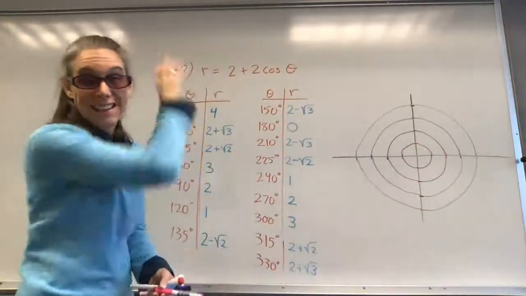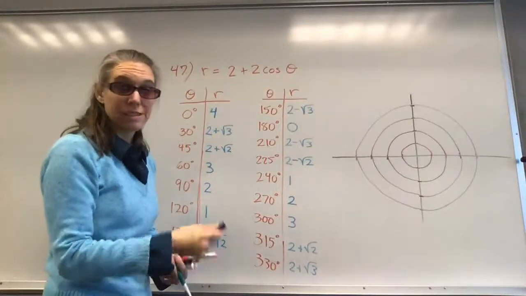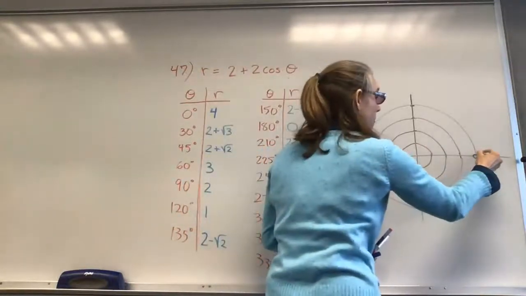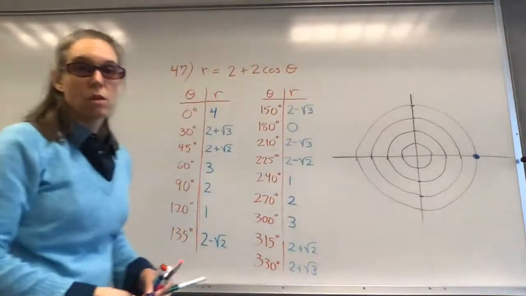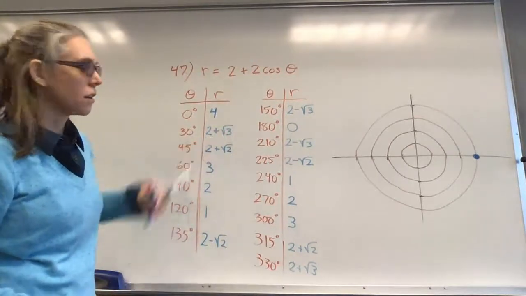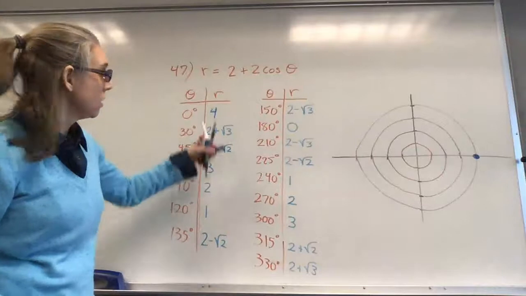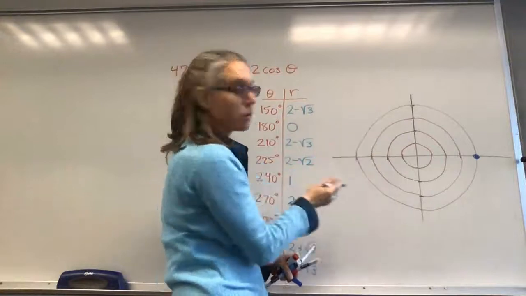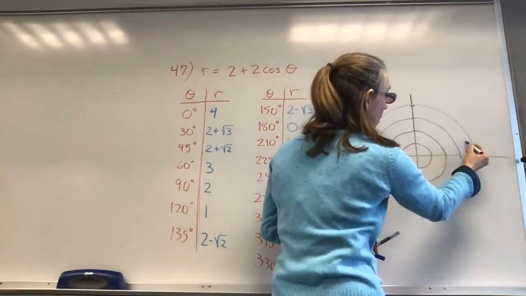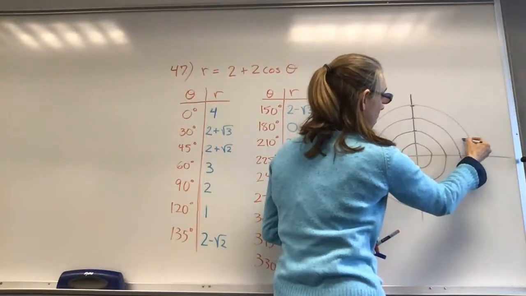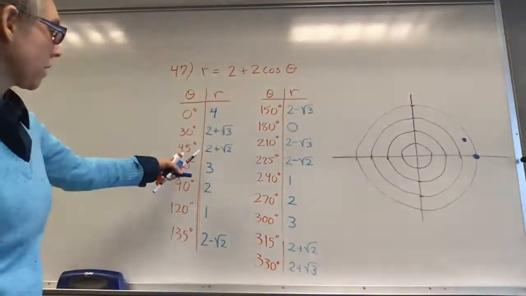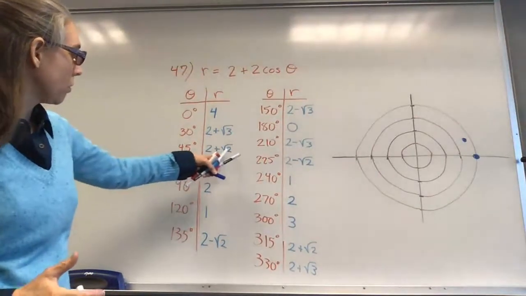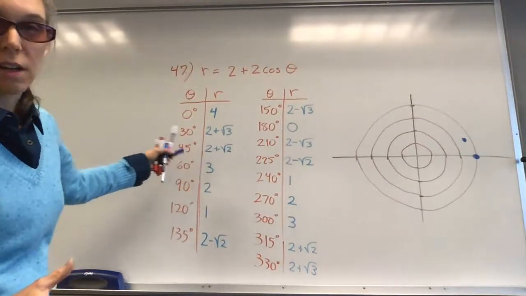Okay, now I have to plot each one of these points. So the first one is 0 degrees, 4. So starting at 0 degrees, I need a dot at 4. That one's pretty easy. This next one's a little harder. Square root of 3 is about 1.7. So this is about 3.7. So at 30 degrees, I want to put a dot at about 3.7. Then at 45 degrees, square root of 2 is about 1.4, so this is about 3.4. So at 45 degrees, I need a dot at 3.4.